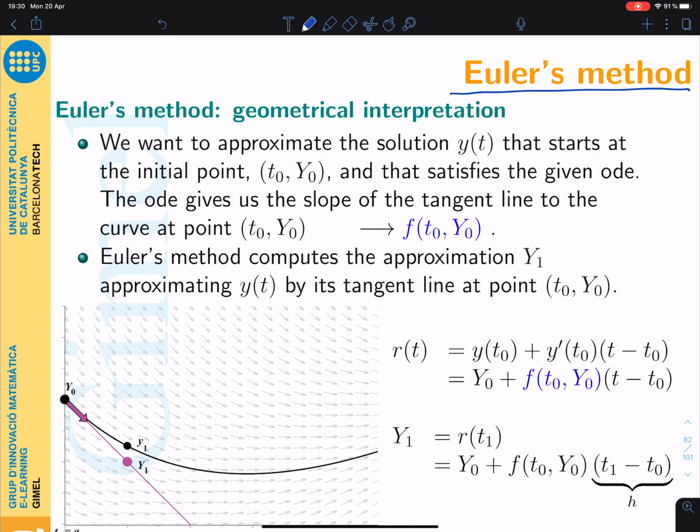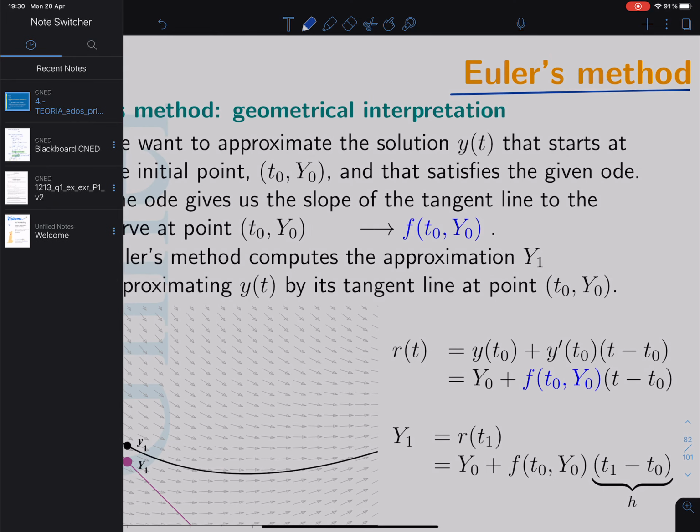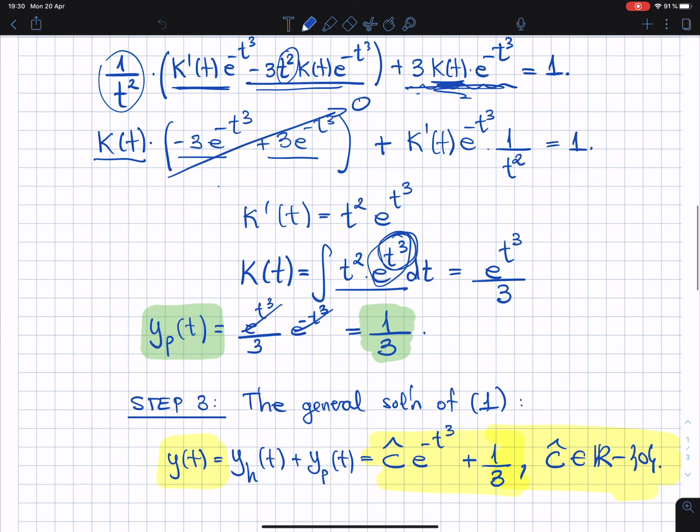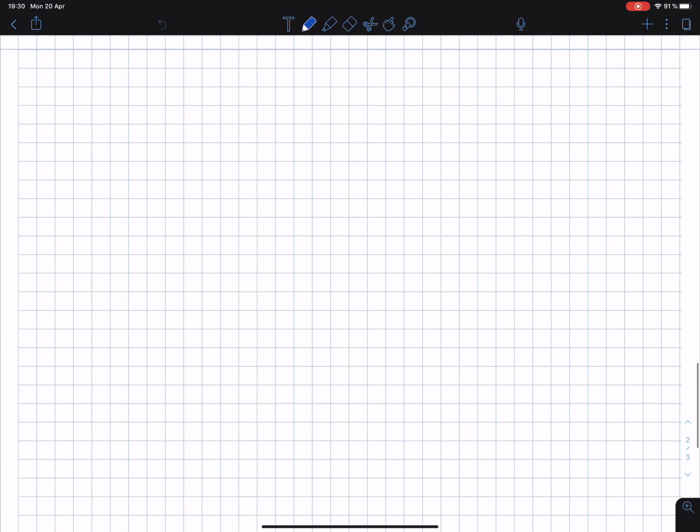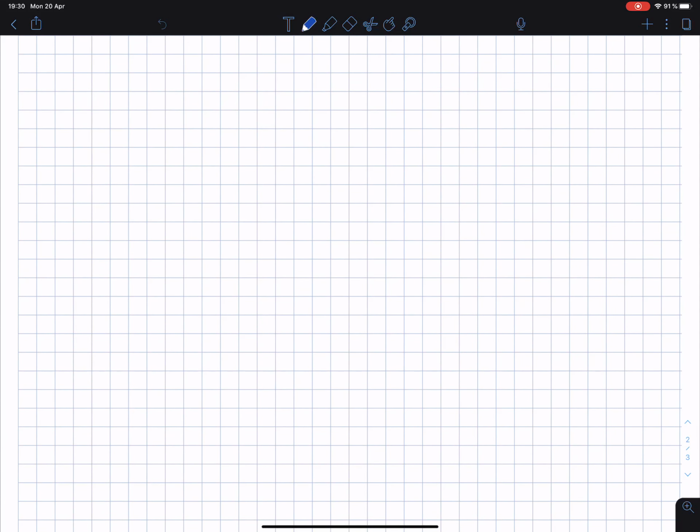Let's see the main idea behind Euler's method. Euler's method is the most simple numerical method to solve initial value problems, but it is very useful and it's used a lot. Let me explain the basic idea here. Let me explain the Euler's geometric interpretation.